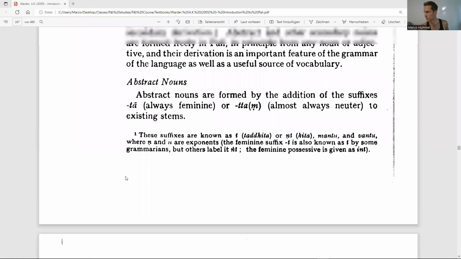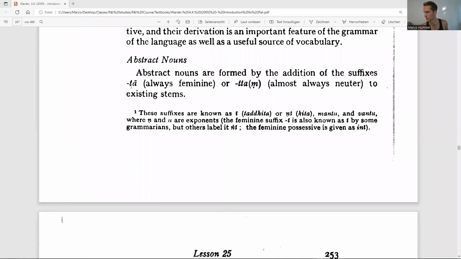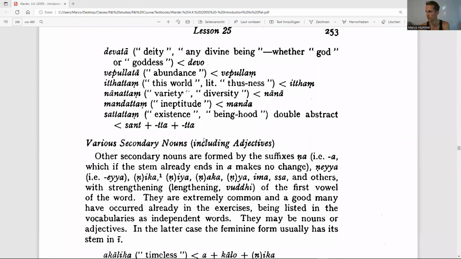So we start with the abstract nouns. Abstract nouns are formed by the addition of suffixes ta, which makes them always feminine, or tam, which almost always is neuter, to the existing stems. And we have a few examples here. Devata, deity, so any divine being, whether god or goddess, coming from devo.